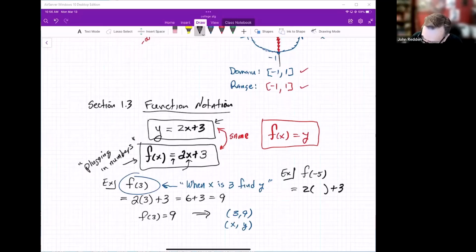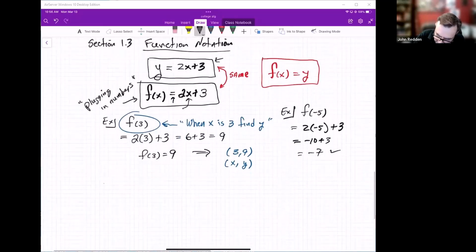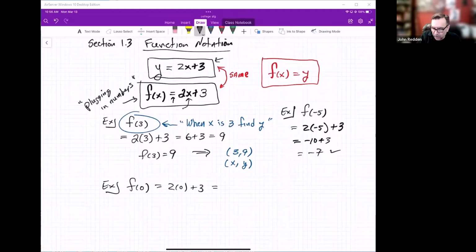And so wherever we see an x, we're going to plug in -5, right? So we have -10 plus 3, which is -7. So f of -5 is -7. We might see something like this. For example, you might see f of 0. So in other words, what is y when x is 0? Well, we could do that, right? 2 times 0 plus 3 equals 3.